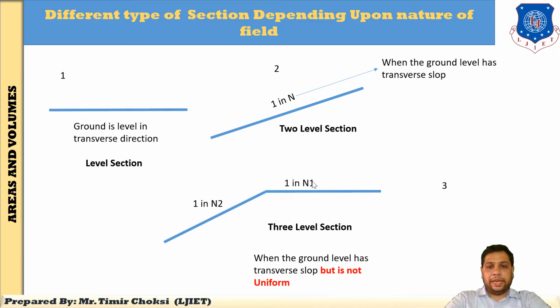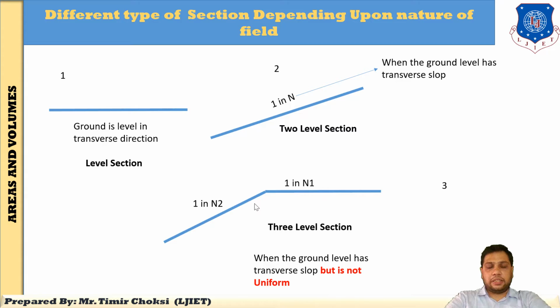Here, n1 means one is horizontal and n is vertical. So here n1 and n2 mean the slope has changed. Here the slope is in the same direction. Here a transverse slope is not created. Here the ground is level. So these are the three types of field. Or it is also called a fourth type, the multi-level section.